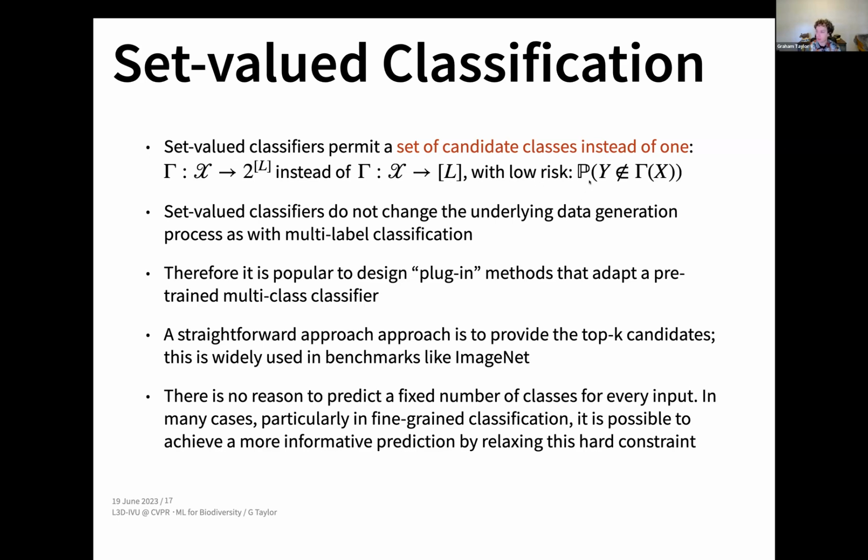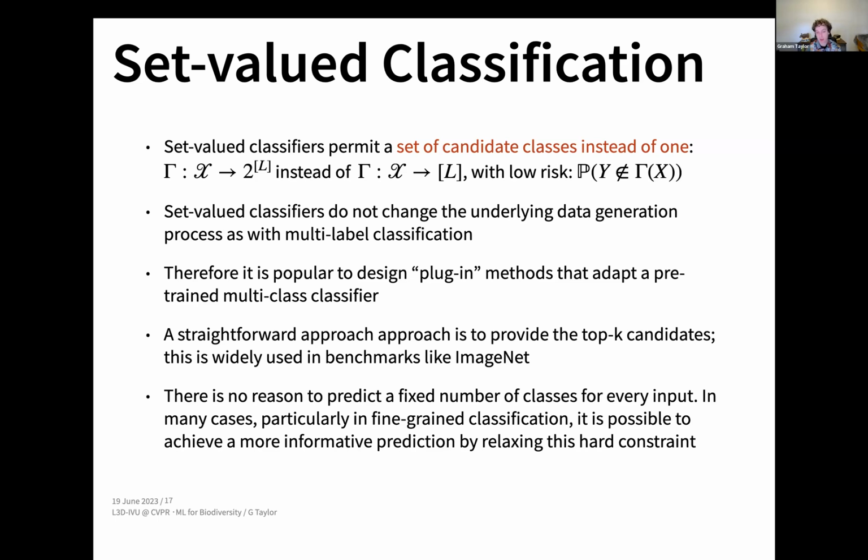Our objective here is to achieve low risk, meaning we want a low probability that the true label will not be part of the set that we output. As I mentioned before, set-valued classifiers don't change the underlying data generation process, as they would with multi-label classification. There's still a single label with each input. So it's popular to design plugin methods which can adapt a pre-trained multi-class classifier to the set-valued setup. A straightforward approach that you're all familiar with, I'm sure, is to provide the top K candidates. This is a widely used metric in benchmarks like ImageNet. But some of you might know that there's really no reason to predict a fixed number of classes for every input.